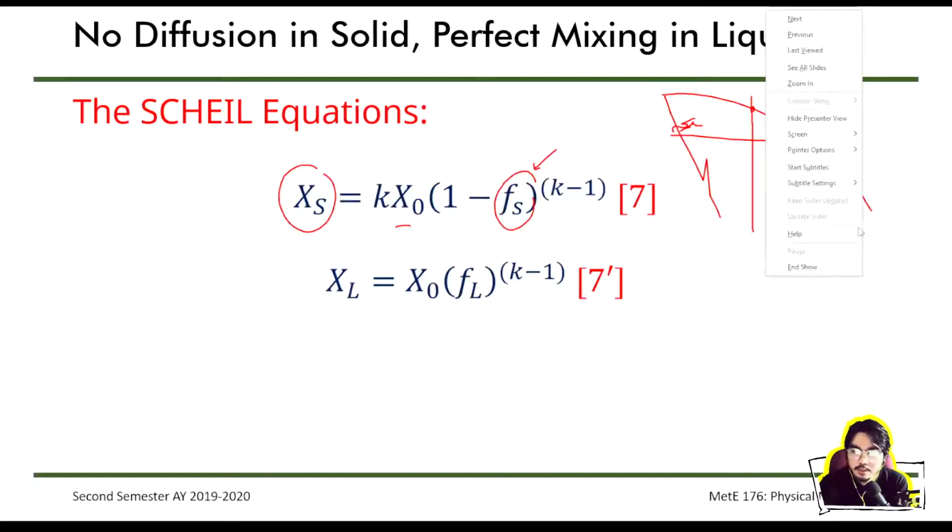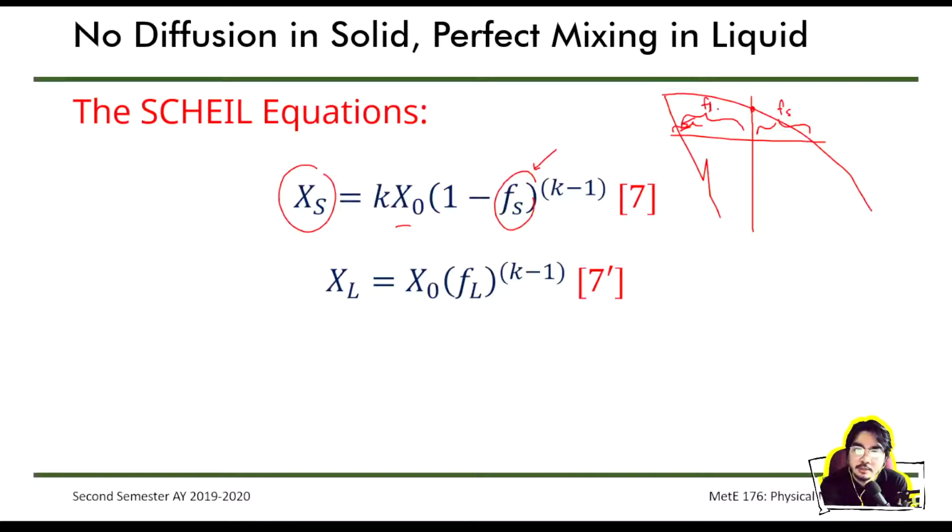But if we have something like this, the way we compute it is, this is Fs, right? This is Fs, and this is Fl. Then at this endpoint, this is XL, and this is XS. Okay? So if we have equilibrium conditions, all we use is the lever rule, or the inverse lever rule. So this is computed by taking this distance divided by the total distance, and you get Fs.